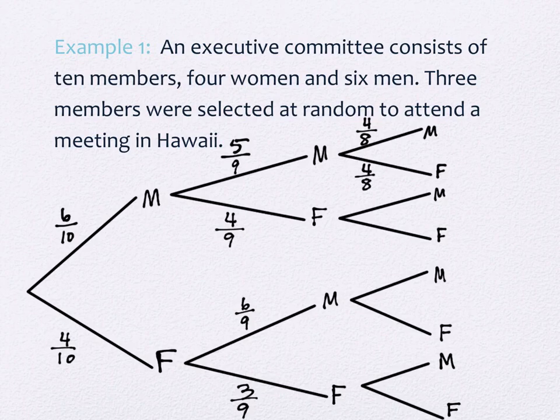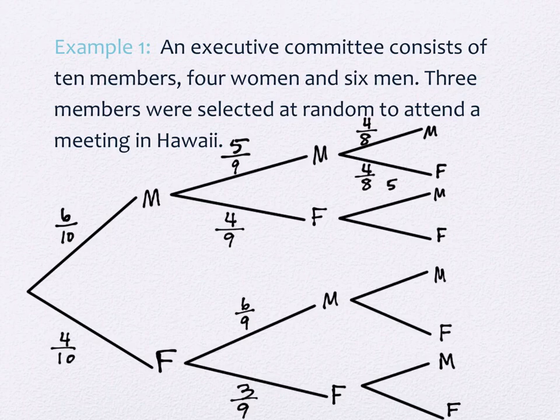Now, on the next set of branches, though, they first drew a man's name, and then we second drew a woman's name. So one of each has been selected along that branch. So how many men's names are still in the basket?